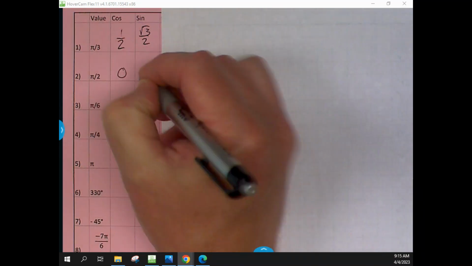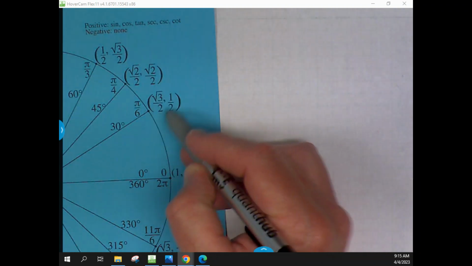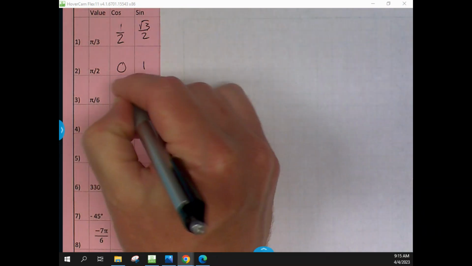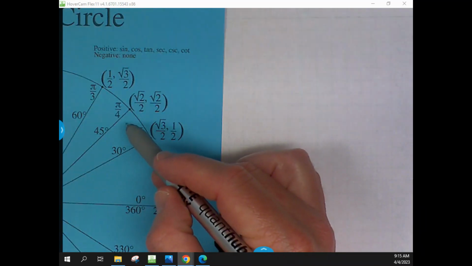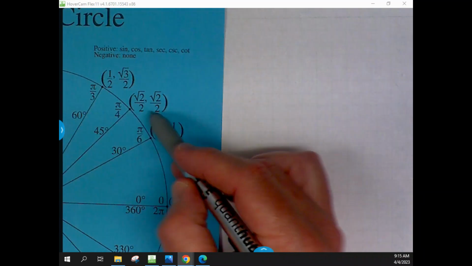So if you're asked to find the cosine and the sine, you're basically just giving me the ordered pair at that value at that location that we're working through. Pi over 6, square root of 3 over 2, and 1/2. Right. Pi over 4. What's a good thing about pi over 4? Same thing twice, right?